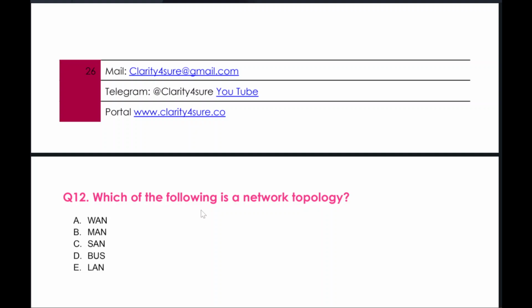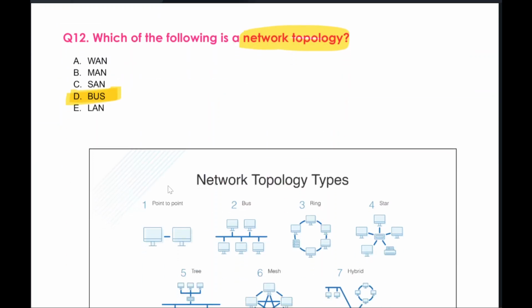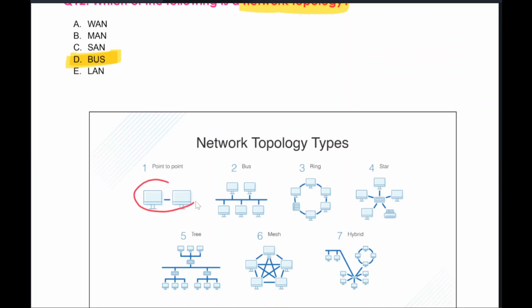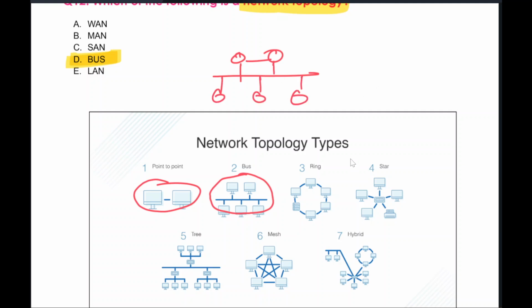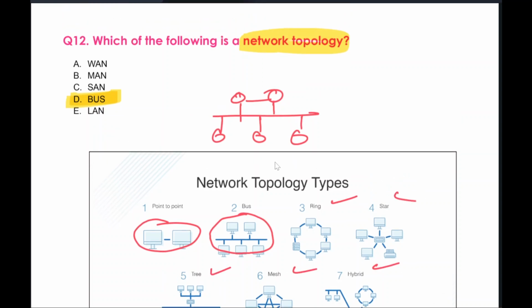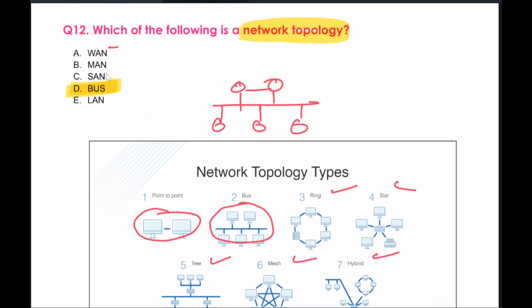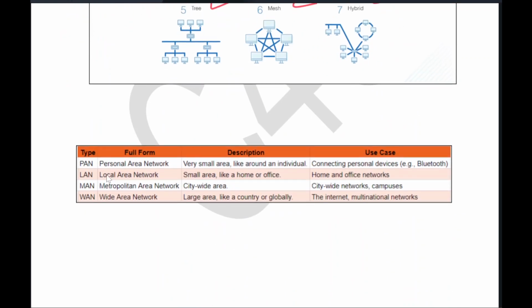Then we have: which of the following is a network topology? Bus is a network topology. Apart from bus, we have point to point between two computers. In a bus you can see the flow chart, with two networks and beyond that several networks. Then ring, star, tree, mesh, and hybrid. PAN, LAN, MAN, and WAN are area networks.